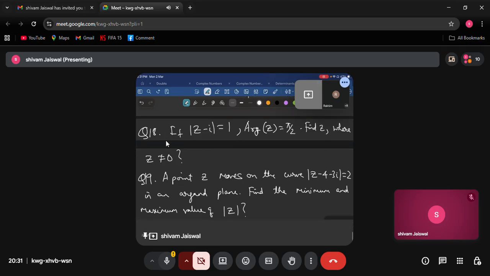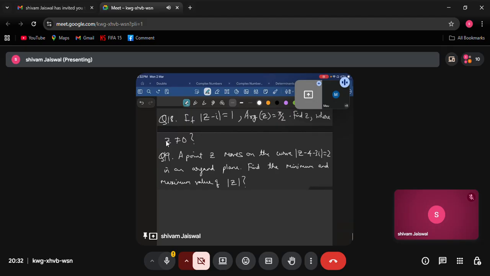Yes, sir. Argument of Z is equal to pi by 2. What does it represent, Devang, on the Argand plane? Sir, positive y-axis. Right. The whole of positive y-axis will be painted. Yes, Onini, right answer. And what does mod of Z minus iota is equal to 1 represent?